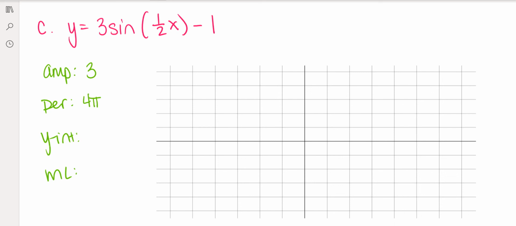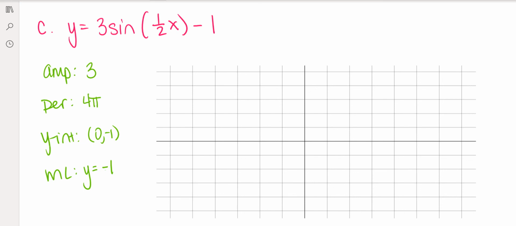Y-intercept. 0 and -1. Thank you. And the midline. Y equals -1. Thank you. Oh, I forgot the negative. Okay, that one was not on purpose. All right, you guys, okay.